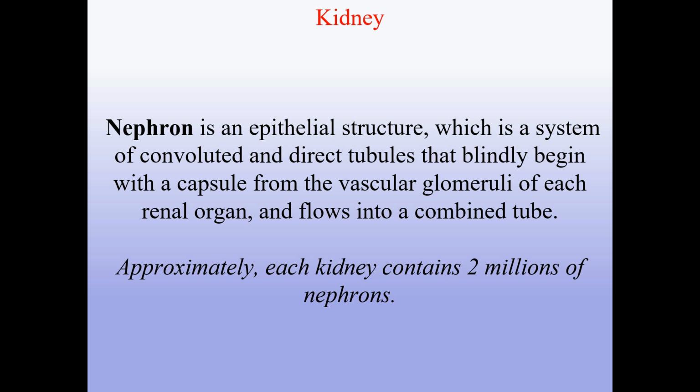The nephron is an epithelial structure, which is a system of convoluted and direct tubules that blindly begin with a capsule from the vascular glomeruli of each renal organ and flow into a combined tube. Approximately each kidney contains 2 million nephrons.